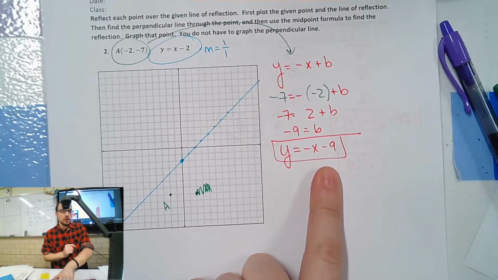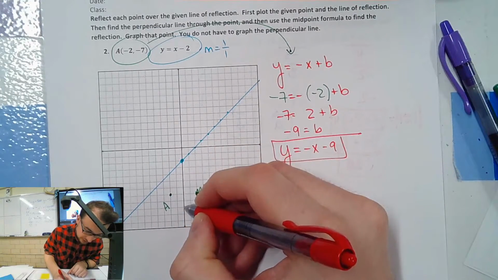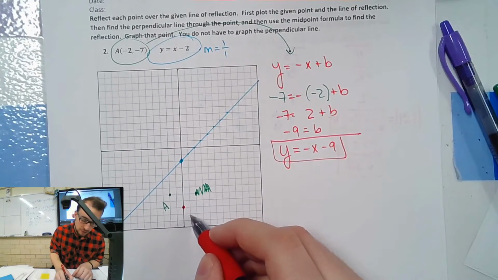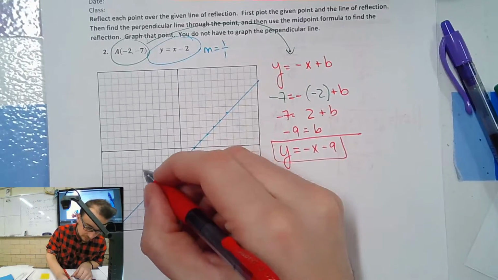What's the y-intercept of the red line? Negative 9. So 1, 2, 3, 4, 5, 6, 7, 8, 9 is the y-intercept. And our slope is down 1 over 1. So down 1, to the right 1. Notice that that's going to make it go through point A, which it better.